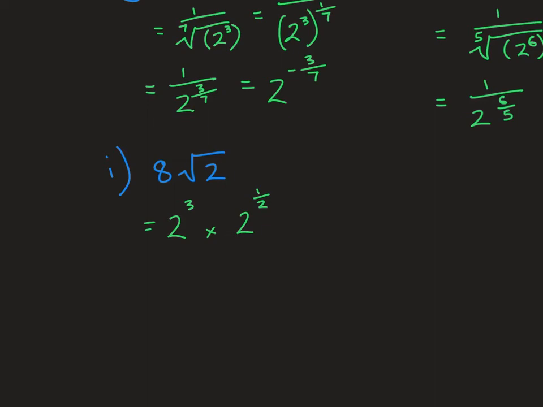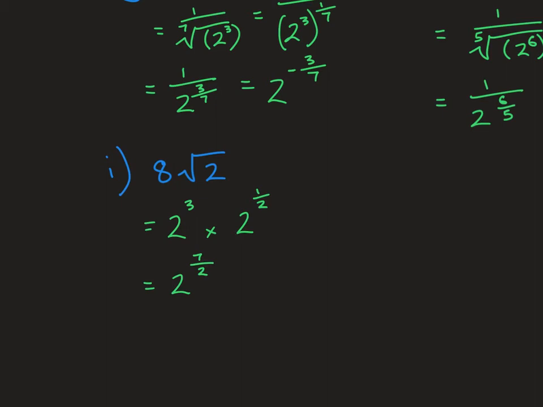So we know that when we're multiplying two numbers with the same base number, we add the indices. So then this is going to be equal to 2 to the power of, so that's 3 plus a half. All right, so how many halves in 3? There's 6 halves in 3, so that's going to be 7 over 2.